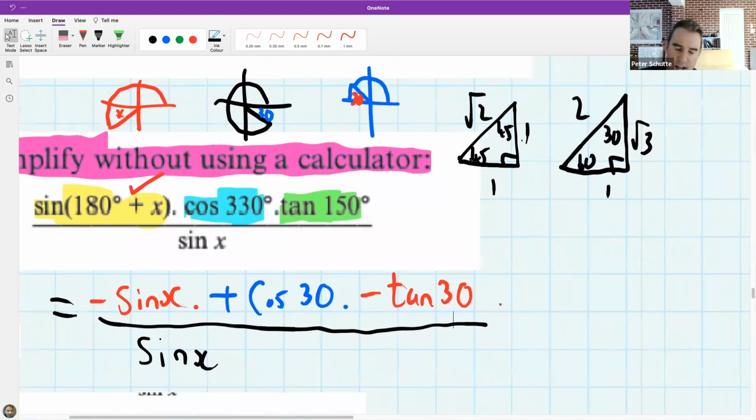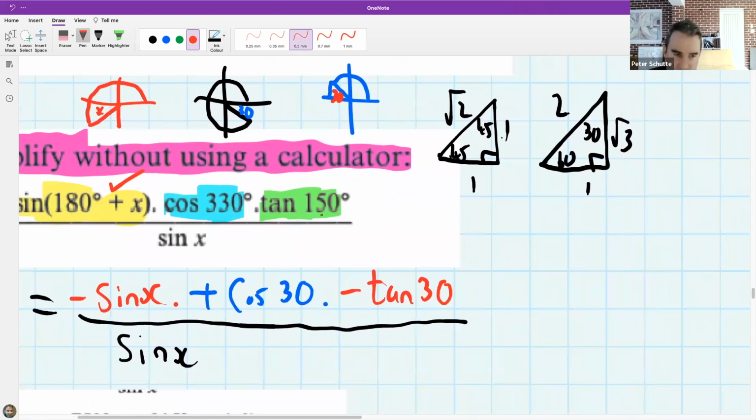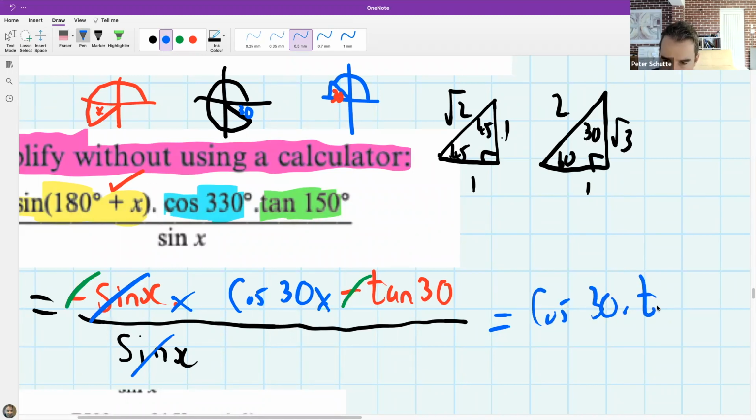Okay, so my reduction looks like this. So it's minus sine x times cos 30. If there's nothing there in front, we assume that it's a plus. And then times, so this times this times this. This can cancel out. So we're left with, and the minus times a minus is a plus, the cos of 30 times the tan of 30.